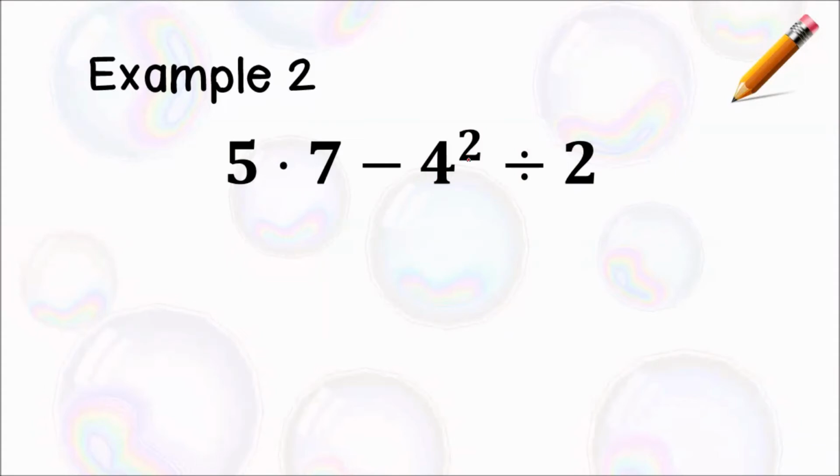What is 4 squared? 4 squared, because that's my exponents, right? Because I don't have it in parentheses, so I got to do that first. So 5 times 7 minus 4 squared, which is 16. Divide that by 2.